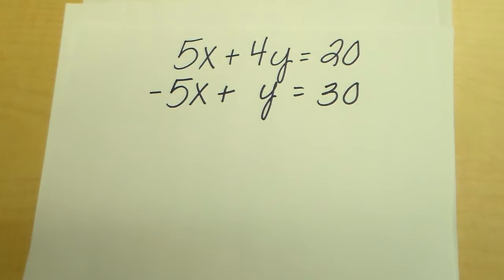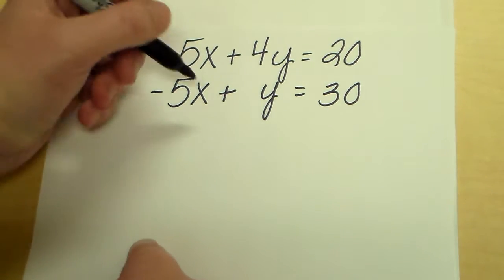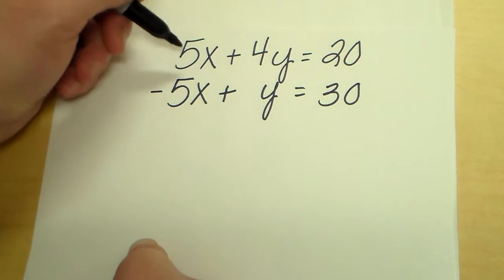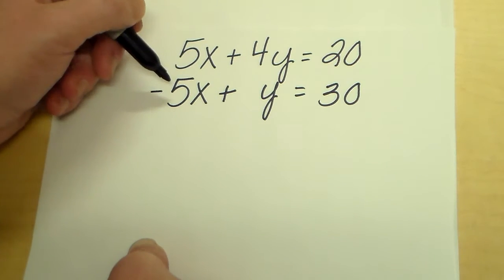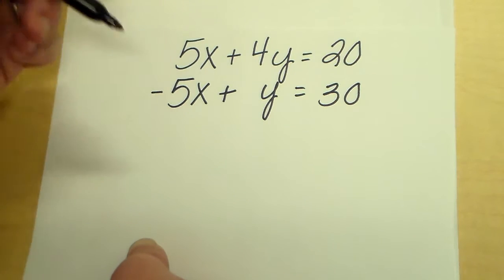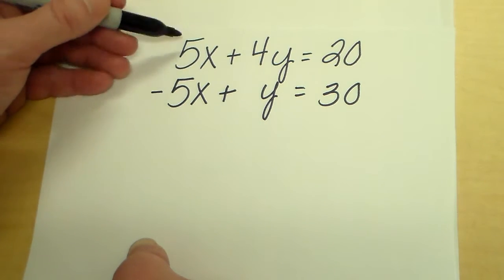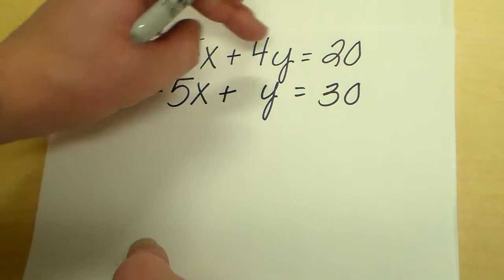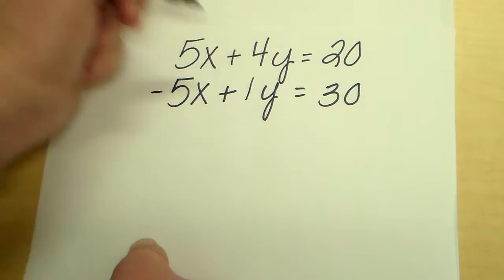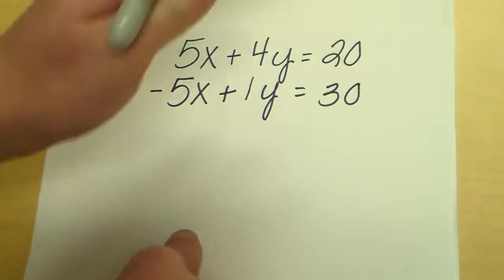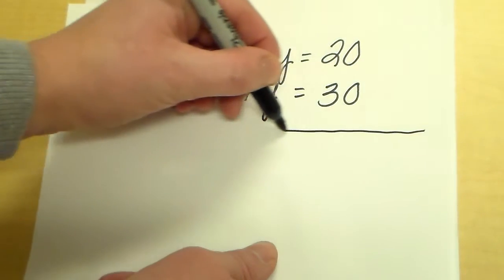I'm going to find the variables that have the same coefficient. So we're looking for just the number in front. Here's a 5 and here's a 5. I'm ignoring that negative sign for a second. They're both the value of 5. Those are the same. 4 and a 1 are not the same, so that's not what I'm looking at. I'm looking at the x's this time.